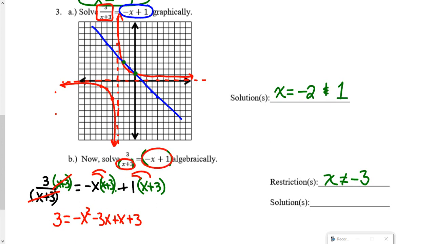All right, so this is a quadratic. I prefer if my quadratic has everything with a positive x squared, so I would move the things over here to the left.